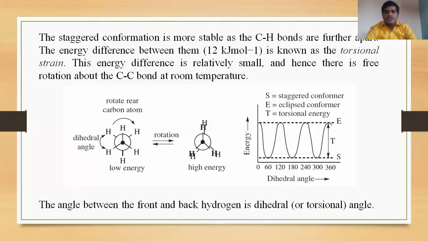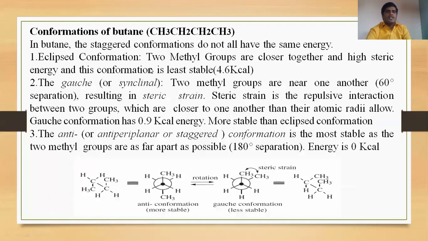So that is the rotation given here. Initially eclipse converts into staggered, then eclipse, staggered, eclipse, staggered, and eclipse. This rotation requires energy, which is called torsional energy. And out of that, staggered conformation is much more stable. That is the point I have discussed here. I think all of you are understanding the conformation of ethane.